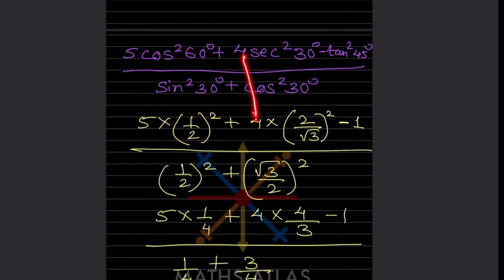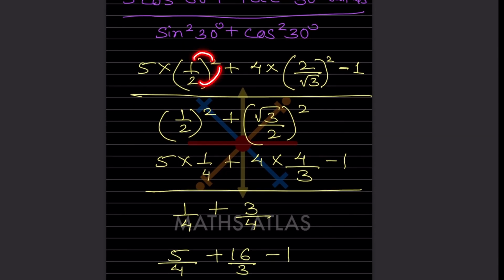4, you will write as it is. Sec is nothing but 1 by cos. So you have the value of cos 30 is root 3 by 2, because sec is 1 by cos, which means it is going to be flipped over, so that is going to be 2 by root 3, and the square of it. And tan 45 is 1. So tan 45 is 1, so 1 square also is going to be 1. So now here sine 30 is going to be 1 by 2, so you can just look at the table later. So 1 by 2 square of it plus cos square 30, that is cos 30 is root 3 by 2, and you will take the square of that.